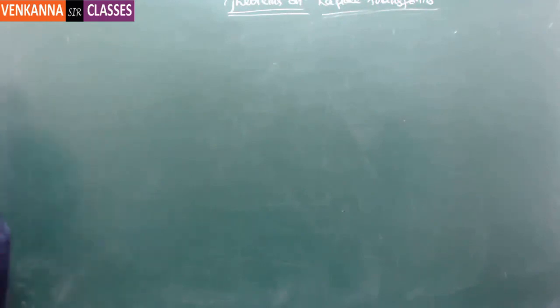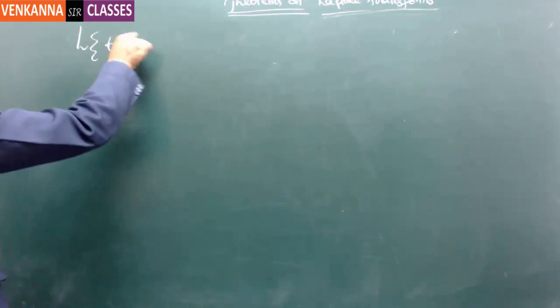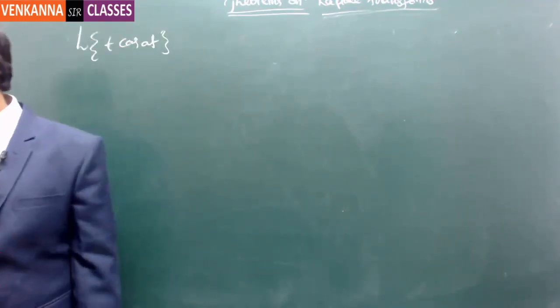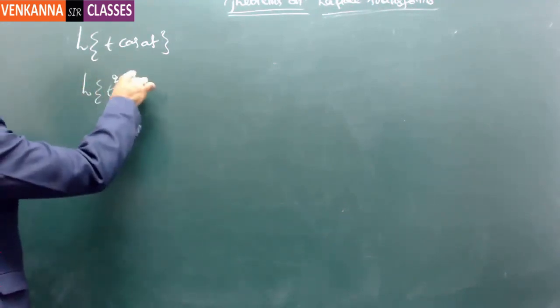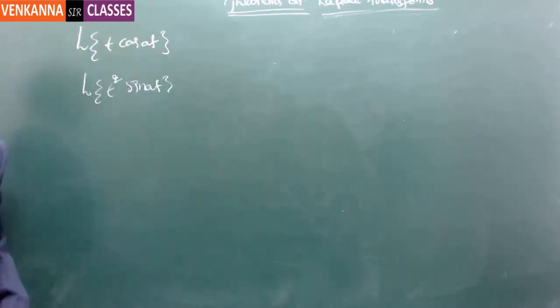Find the Laplace transform of t cos at. Somebody tell me what is the Laplace transform of t cos at? Also t square sin at. That's correct: (s square minus a square) divided by (s square plus a square) whole square. What is the Laplace transform of t square sin at? Double differentiate and tell me the answer. For sin at, you need to do the double differentiation.